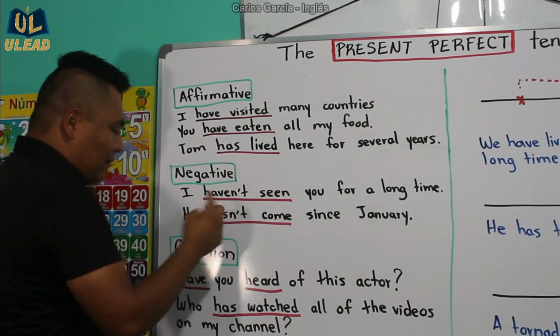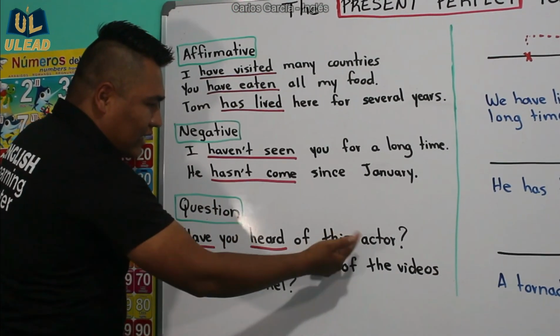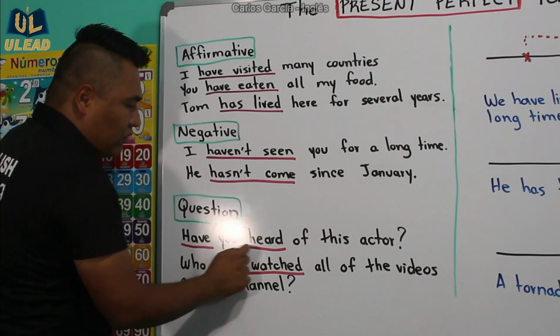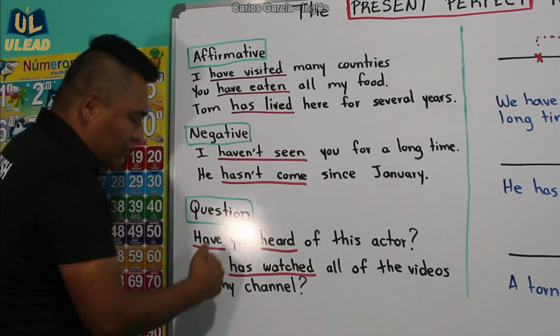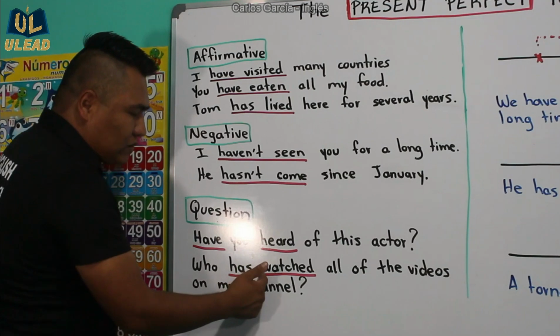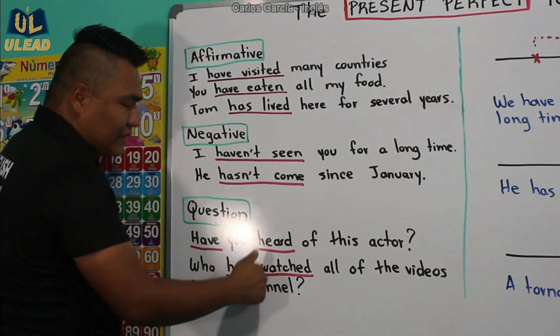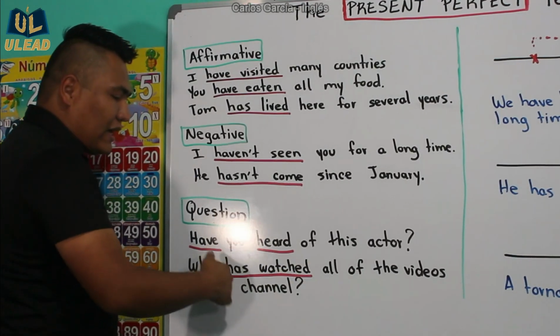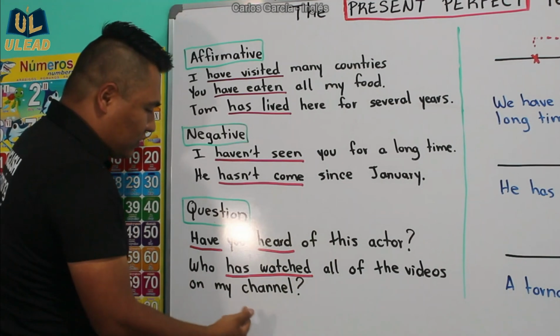It's the negative. And the question mode, have you heard of this actor? Have you heard? Okay, this is more like a direct question. An indirect question would be, who has watched all of the videos on my channel? Who has completed the assignment? Who has eaten my cheese? Who has any other question, okay?